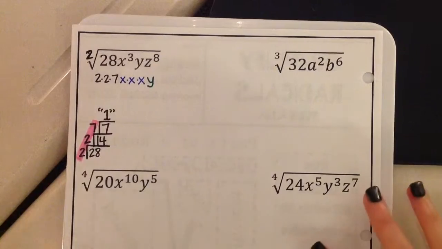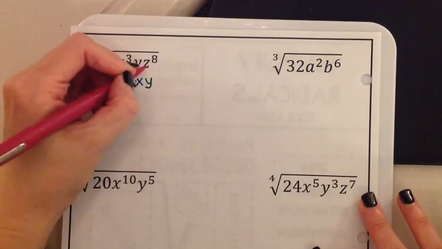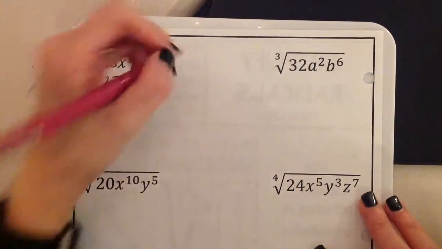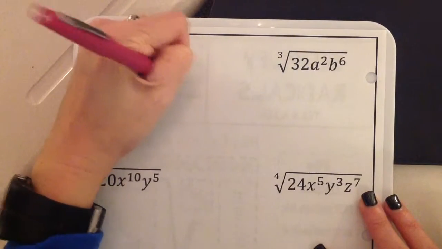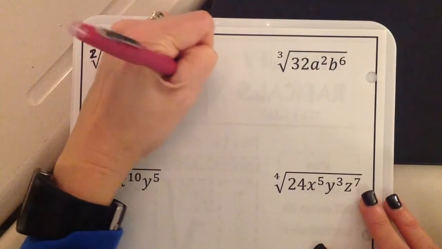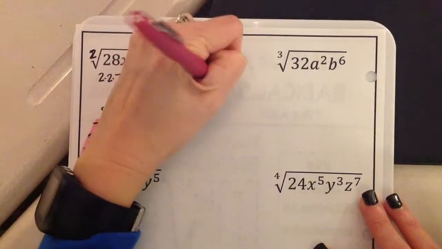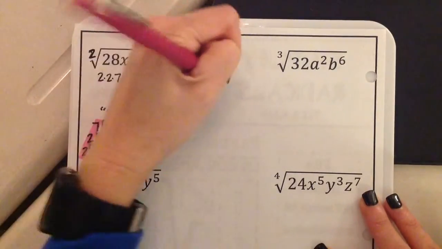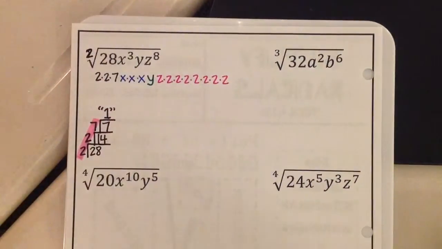And then I have z to the 8th power. So this tells me that I'm multiplying the base of z 8 times. So I'm going to write z times z times z times z times z times z. I have to make sure I get enough z's. I should have 8 bases of z's being multiplied.